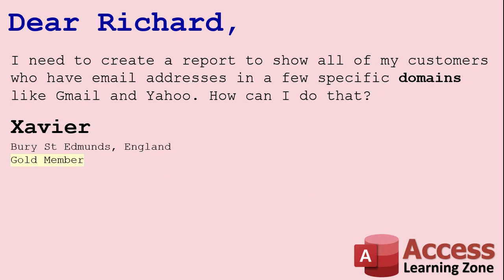Today's question comes from Xavier from Bury St. Edmunds, England, one of my gold members. Xavier asks, I need to create a report to show all of my customers who have email addresses in a few specific domains like Gmail and Yahoo. How can I do that? Well, Xavier, the easiest way to do that is to learn something called a wildcard search in a query using the like keyword. Let me show you how it works.